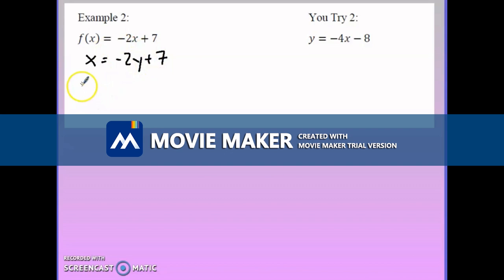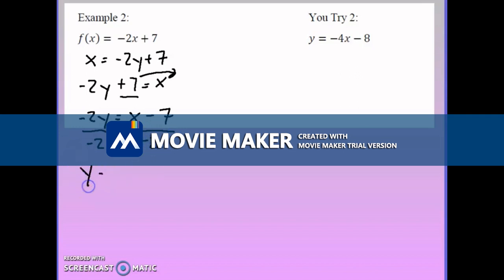Switch your x and y. I'm going to switch the equations: negative 2y plus 7 equals x. I'm going to move that 7, so it'd be negative 2y equals x minus 7. Plus 7 becomes minus 7. And then divide everything by negative 2.